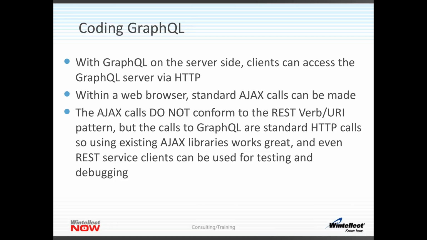So GraphQL doesn't rely upon the details of HTTP to know what type of operation to perform. It simply uses HTTP as a transport protocol for sending GraphQL queries back and forth over the wire. What that means is that, A, you can use things like the XHR object, or you can use the Fetch API. You can also use standard REST service clients to make your queries. You won't be using all the verbs that you would typically use when doing REST services, but you can make use of all the REST service clients for typing in GraphQL queries and then executing them.